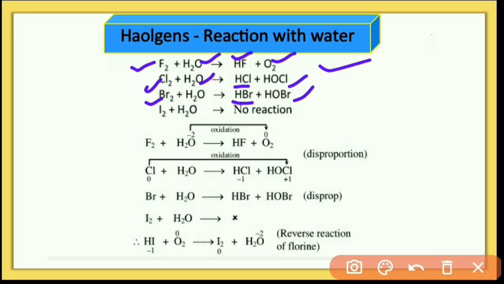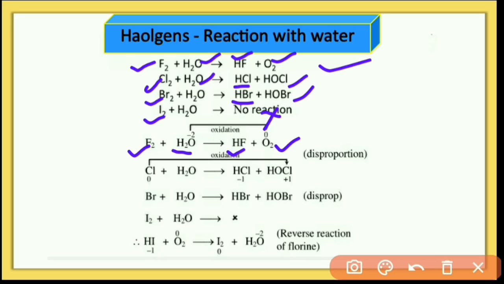And iodine does not react with water, because iodine has a less reduction potential value, and it is not able to oxidize oxygen, so it does not react with water. Let's see the reaction of the fluorine molecule with water. Here the water molecule is oxidized to oxygen, and F2 forms HF.